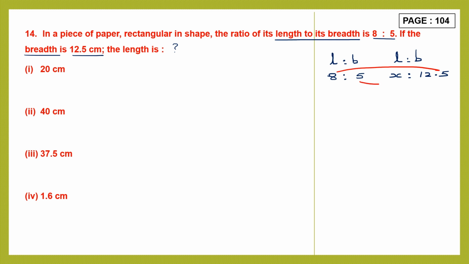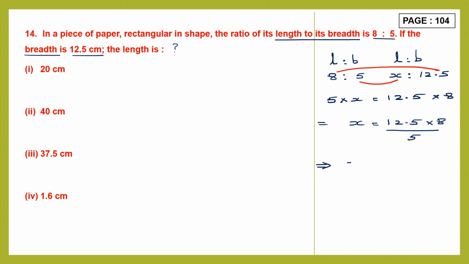Product of extremes is equal to product of means. That means 5 into x is equal to 12.5 into 8. Now to find the value of x, we say 12.5 into 8 divided by 5. How did I get divided by 5? I took this 5, which is multiplication here. When I take it to the other side, to the right hand side, it becomes division.